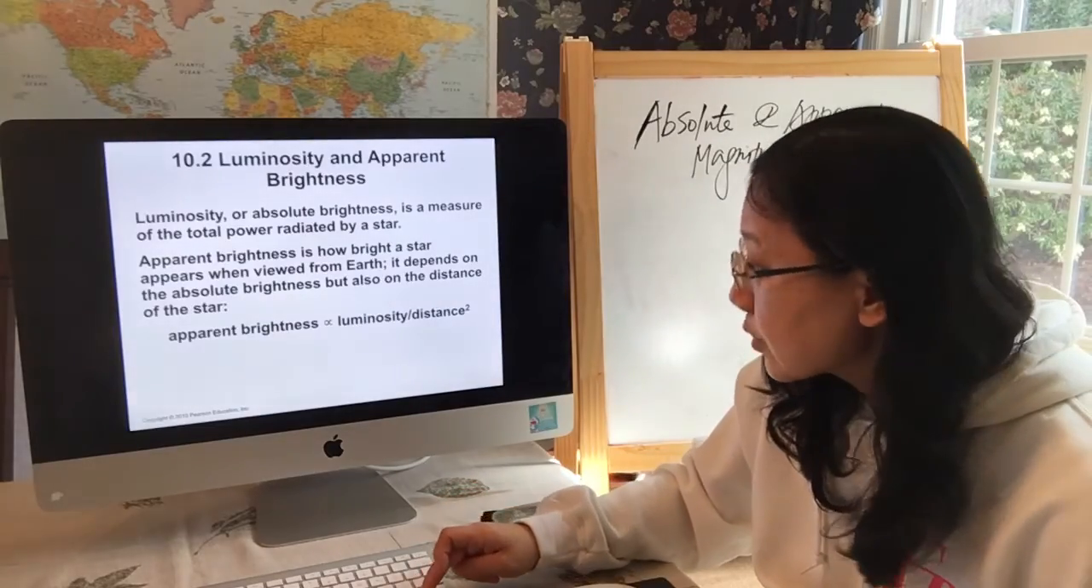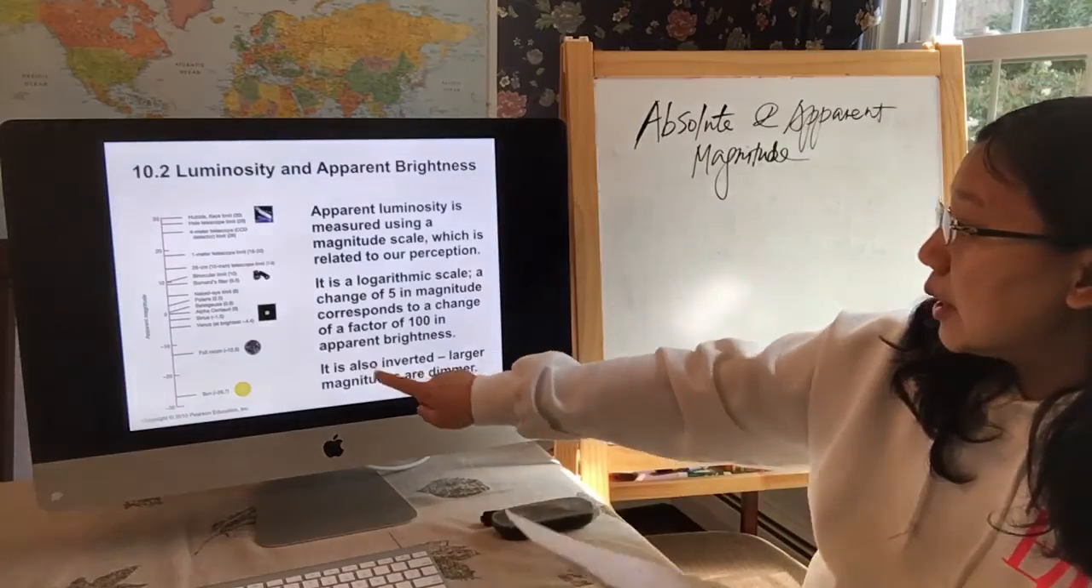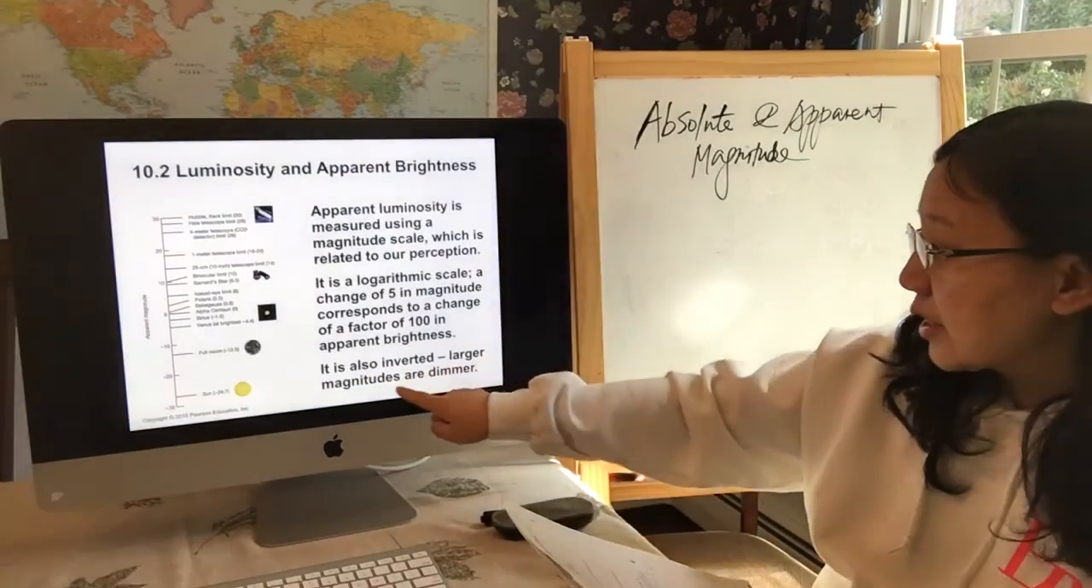So you can also see this here. It is also inverted. Larger magnitudes are dimmer.